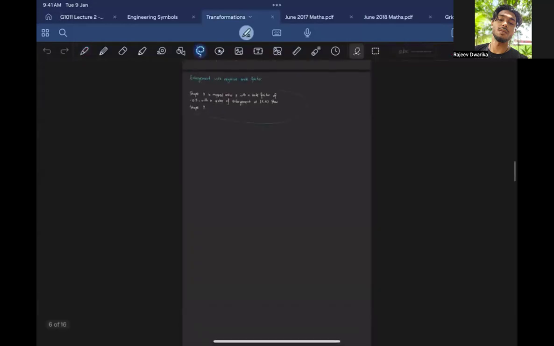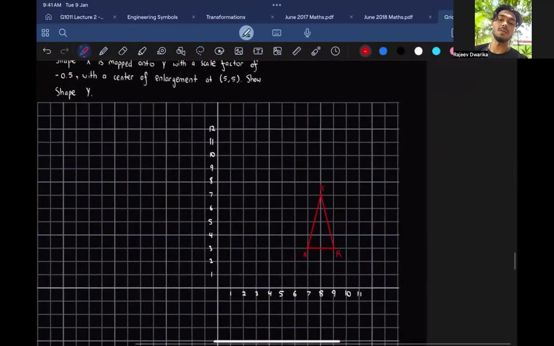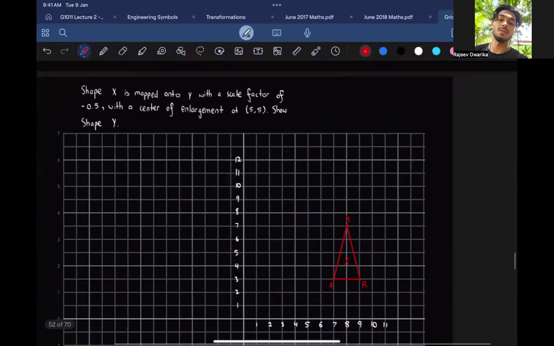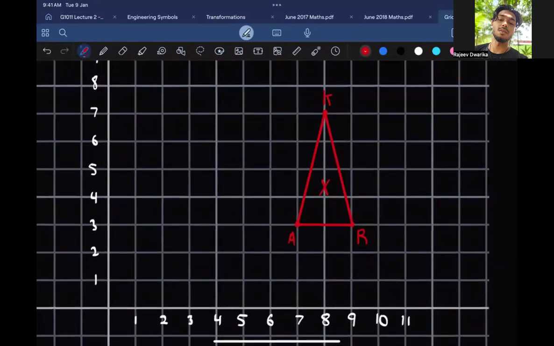Let me get the question here. So we put on shape X. This is shape X. And they are saying it is mapped onto Y with a scale factor of -1/2, with a center of enlargement at 5, 5. So, Amy, the first thing we're going to do is put down where 5, 5 is. Tell me if you understand that step. The reason we are doing that is so that we could draw our enlargement lines, so we could see how the path would look.